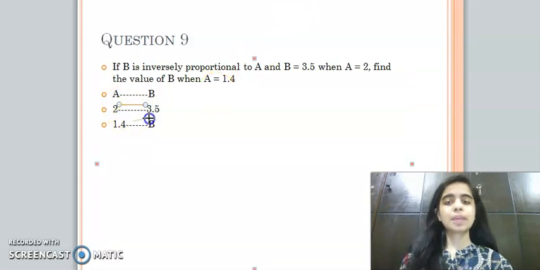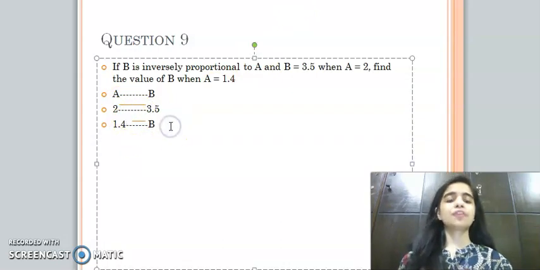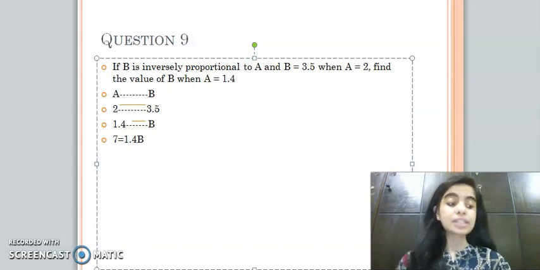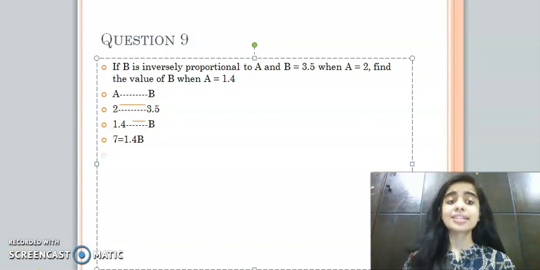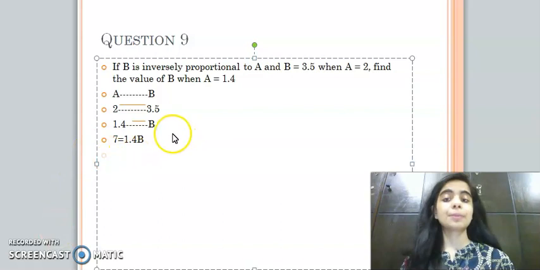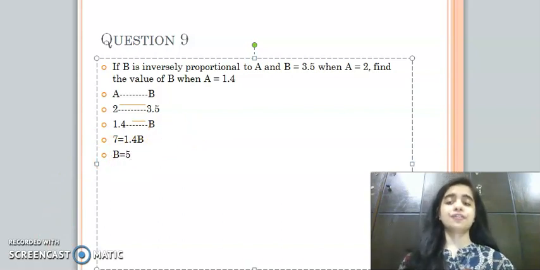So we are multiplying 2 with 3.5. That will be 7. 2 multiplied by 3.5 is 7. So this will be 7 equals 1.4B. Now 7 divided by 1.4. Can you tell me what is 7 divided by 1.4? Yes, 7 divided by 1.4 is 5. So B will be 5. So the value of B is 5.